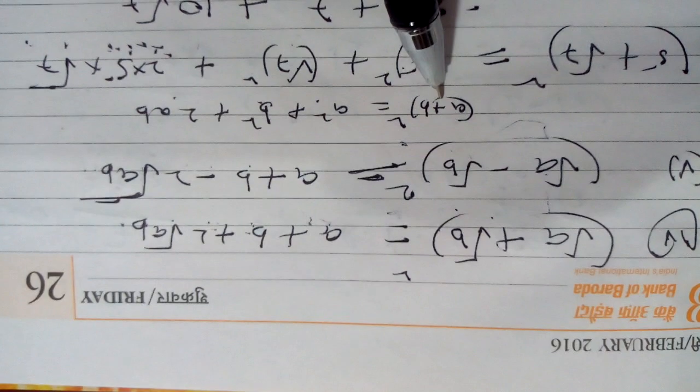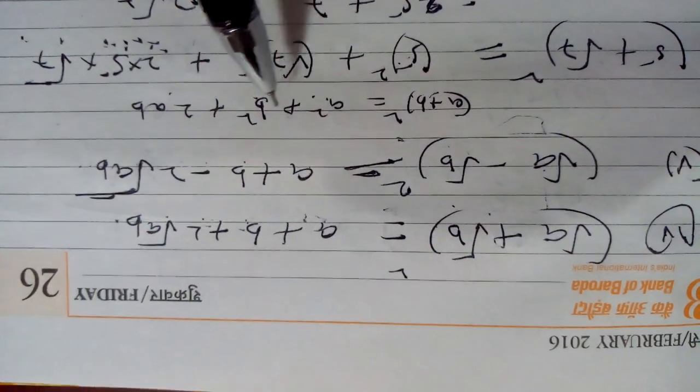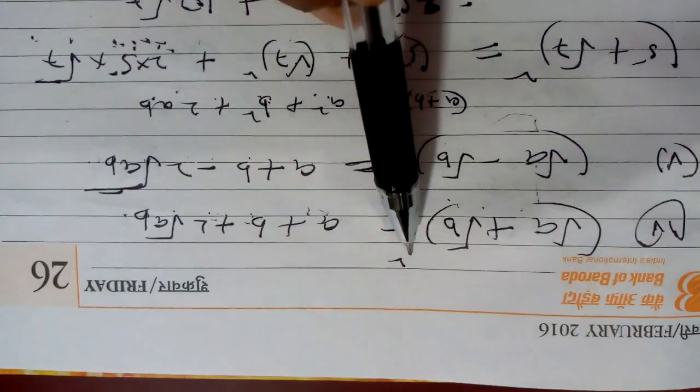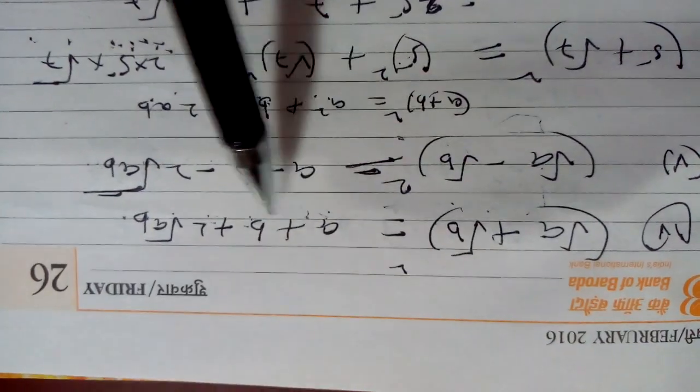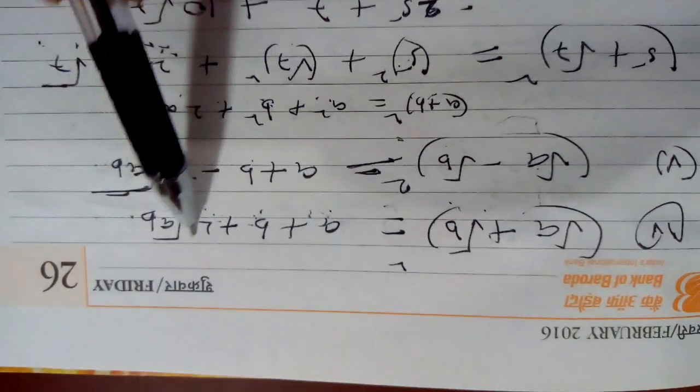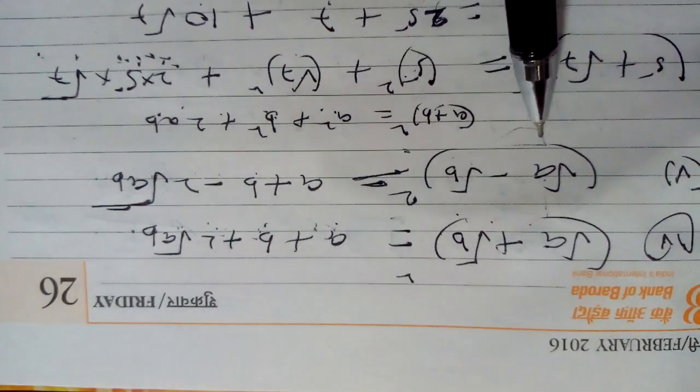Another example: A plus B whole square. What is A plus B whole square? Identity: A square plus B square plus 2AB. Root A plus root B whole square will be root A square means A, root B square means B, plus 2 into root A into root B. You can write it together. Similarly, the negative formula.